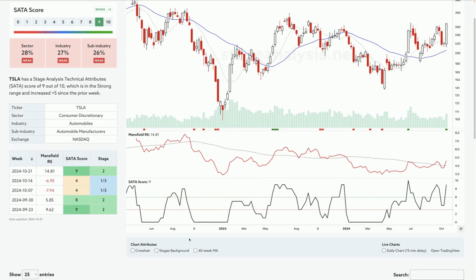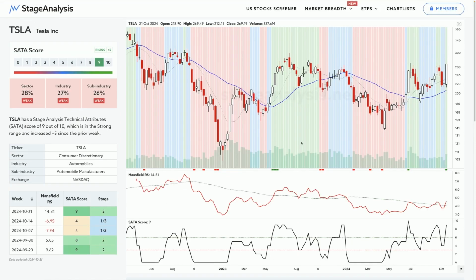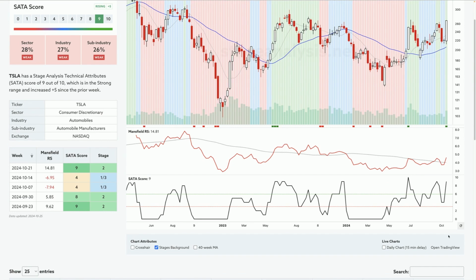So I've also added down here in the chart attributes some extra panels. So got rid of the SATA background coloring and have changed that to stages background now. So if you tick this now, there's 3 colors that come up on here. So green is for stage 2, blue is for stage 1 and stage 3, and red is for when it's in stage 4. So it's a broad overview, and it's similar to what I've done on my TradingView plugin of the indicator.